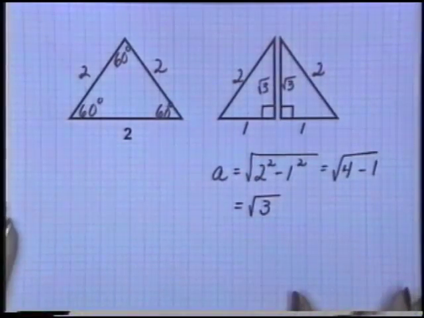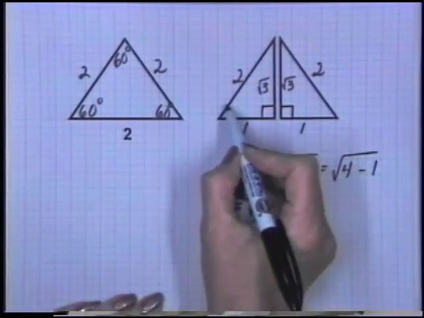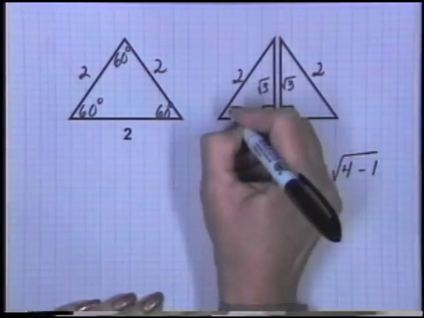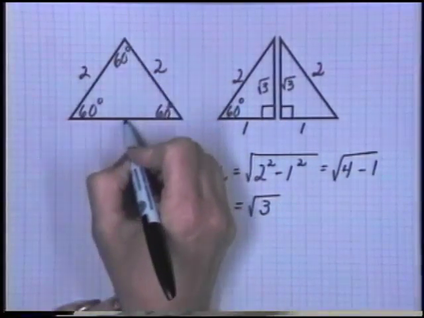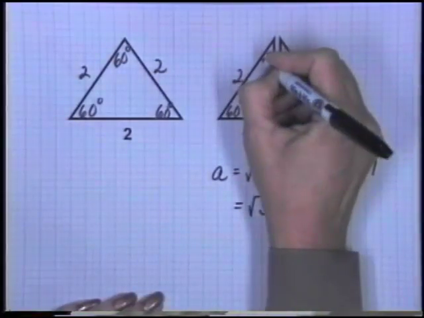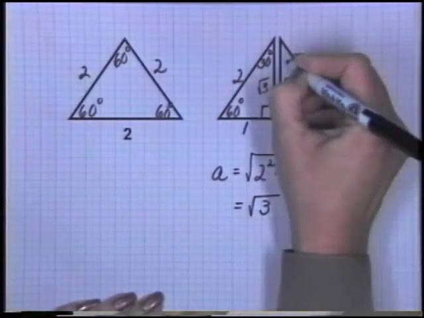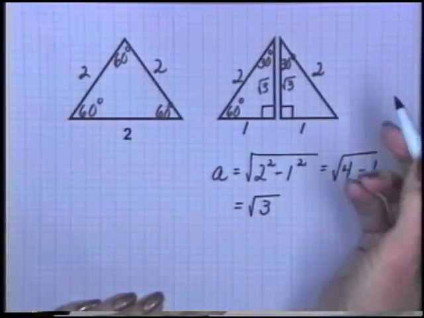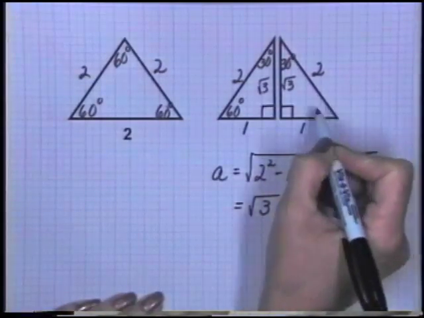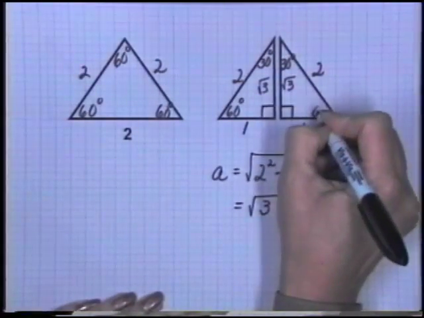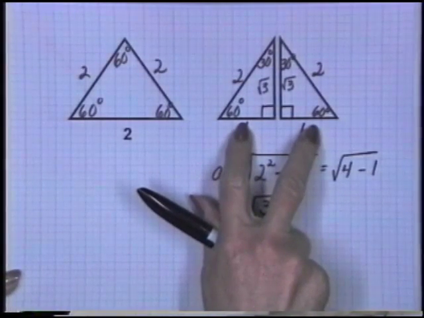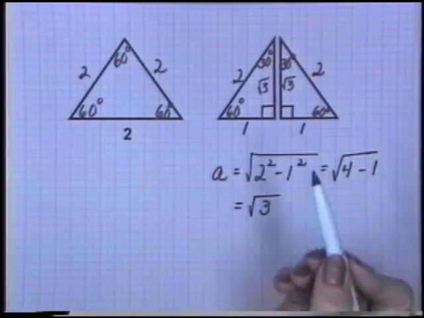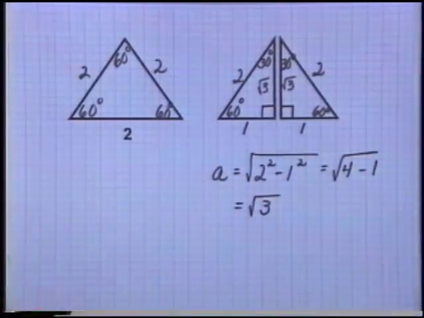Now the last thing I want to do is to label the angles. This angle is the same as this angle, so it measures 60 degrees. Since I bisected this 60-degree angle, this angle will measure 30, and this angle will measure 30, and because this angle is the same angle as this angle, it will measure 60. So what I've got formed here are two right triangles. We refer to them as 30, 60, 90-degree triangles.